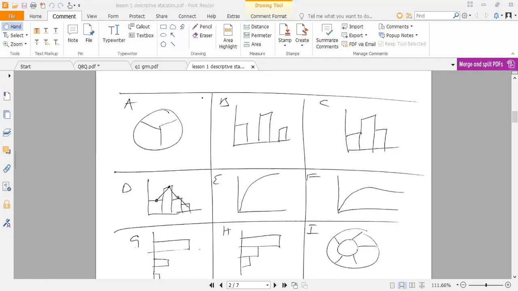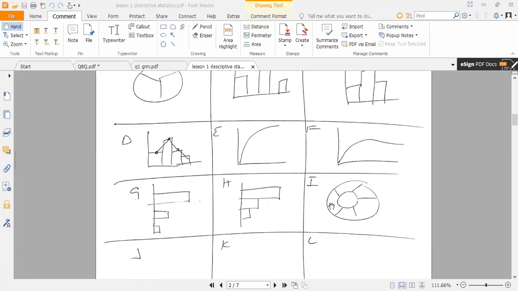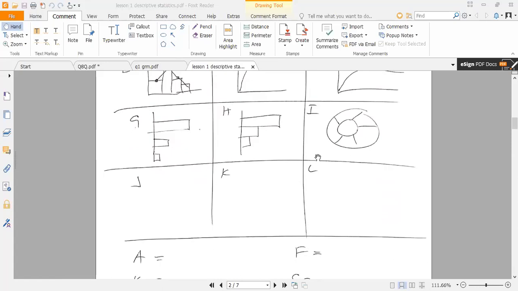It's a line that joins points that have the same midpoints. Then E is called a cumulative frequency graph because it's cumulative. Then we have the relative frequency graph, which falls down. Then G and H, these are histograms and bar charts, except they're in a different format. The donut is another format of a pie chart. So you've seen this in Excel.